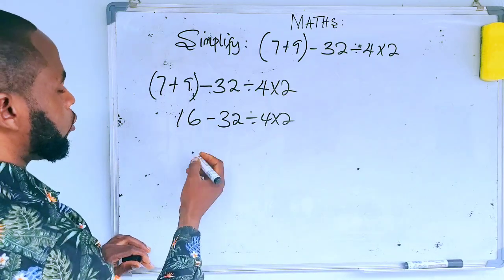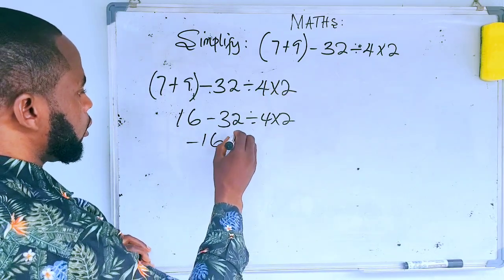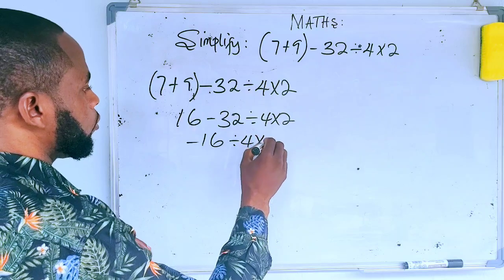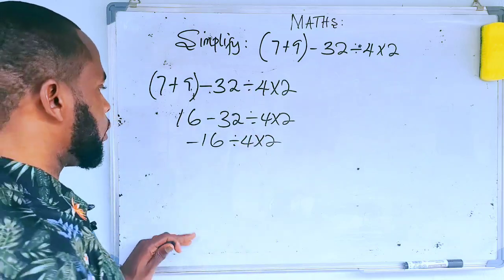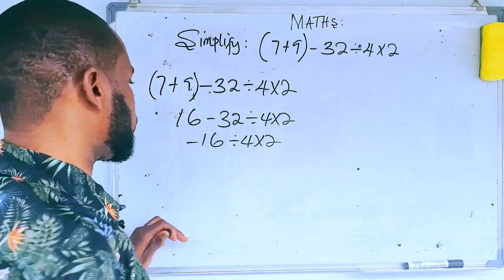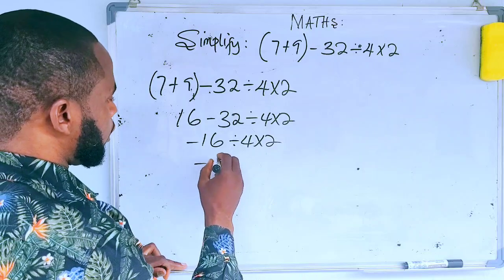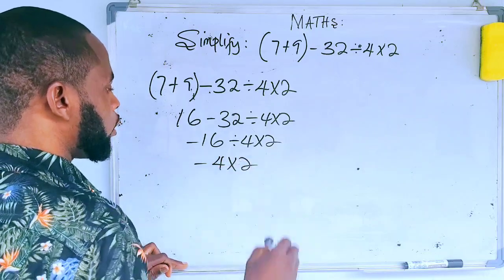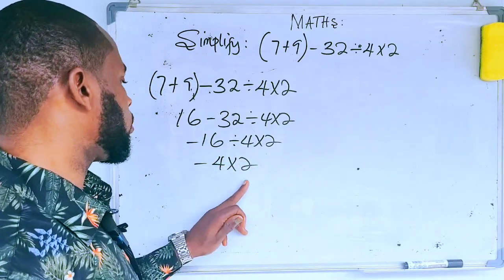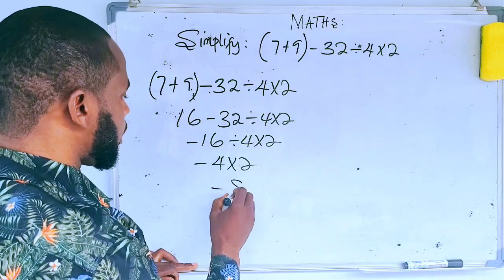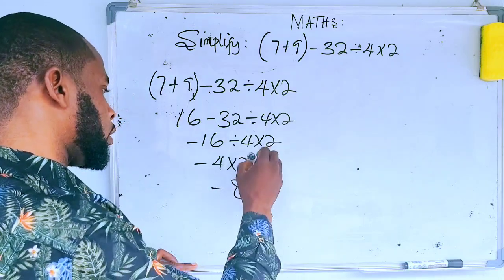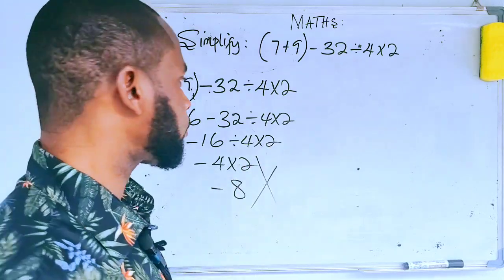Then 16 minus 32, that gives minus 16 divided by 4 times 2. Then we have minus 16 divided by 4, that gives minus 4 multiplied by 2. Then minus 4 multiplied by 2, that gives minus 8. But this is the wrong approach.